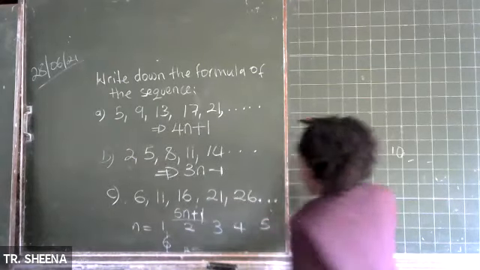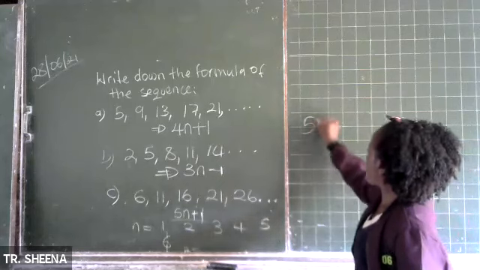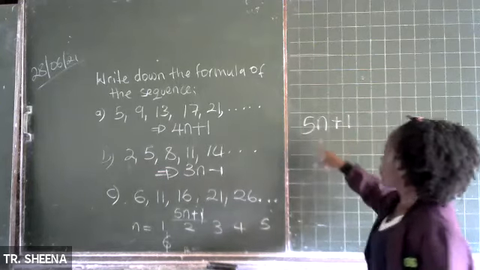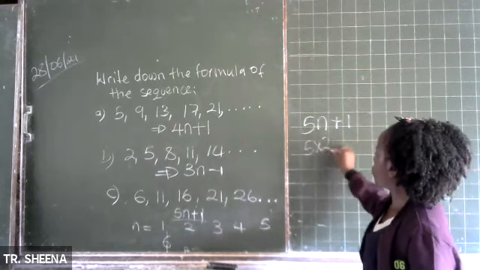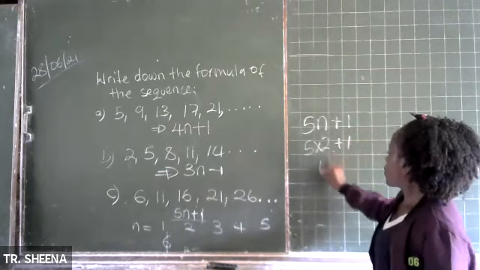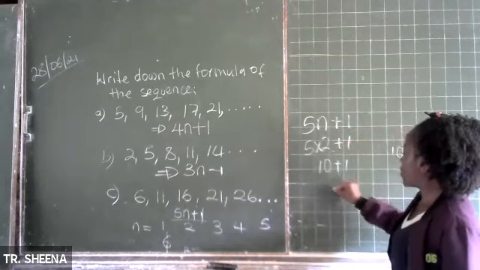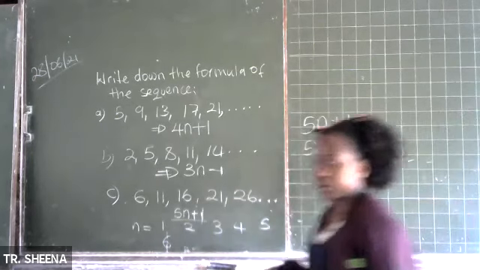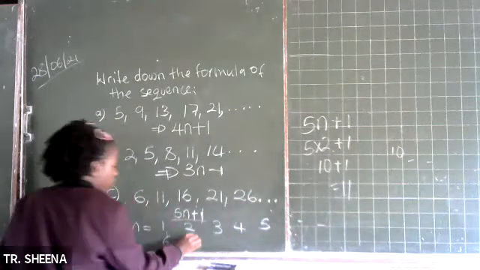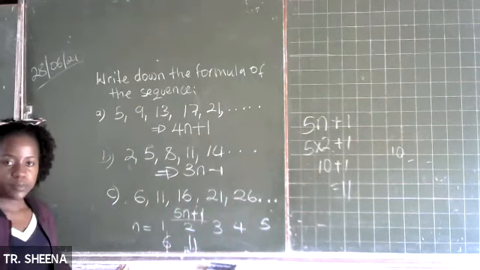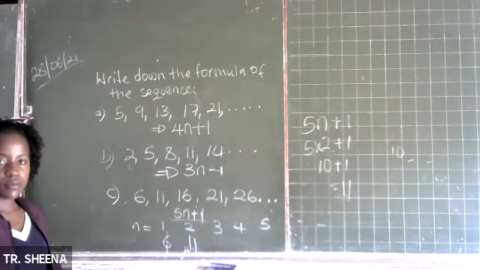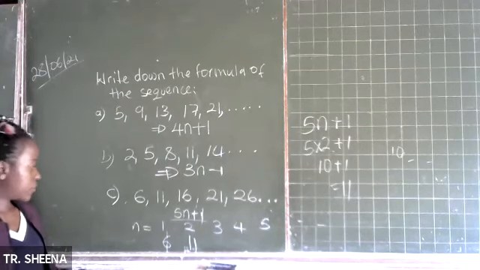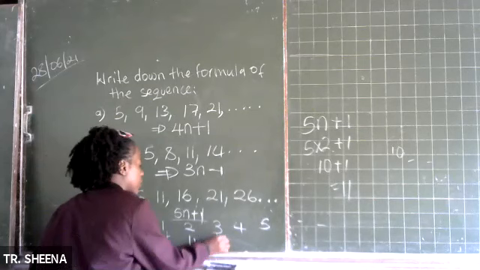Okay. Some people are disagreeing. Let's check and see. 5n plus 1. So when you put 2 in the place of n, you have 5 times 2 plus 1. So you have 10 plus 1, which is 11. Is it okay now? Okay. What about when you put 3? You get 16. Okay.